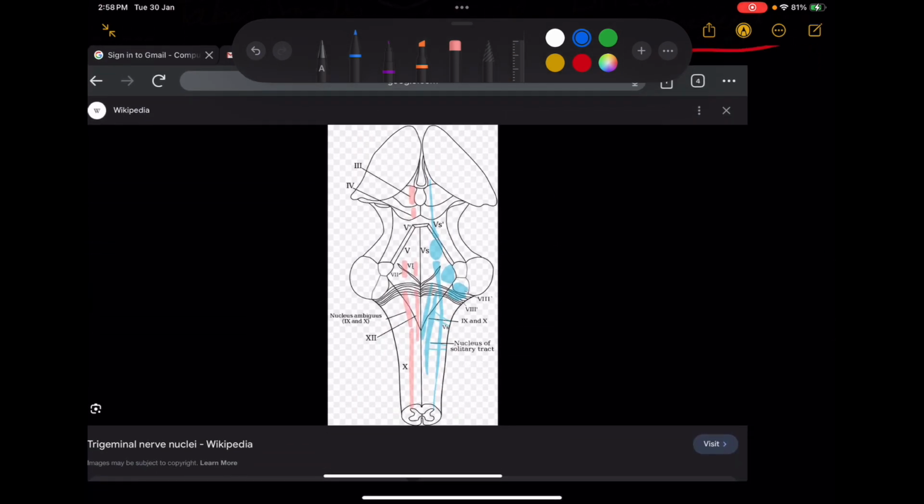The left side are the motor. You can see the third in the superior colliculus. You see the pineal body. The third in the superior colliculus, going into the lateral geniculate body. The fourth at the level of the inferior colliculus. The fifth at the level of the pons. The sixth and the seventh forming the facial colliculus at the base of the fourth ventricle, and the 8th, 9th, 10th, 11th, 12th we'll study the next time.